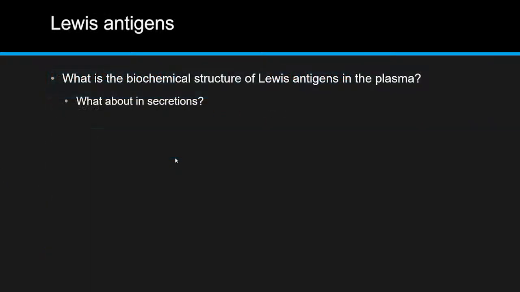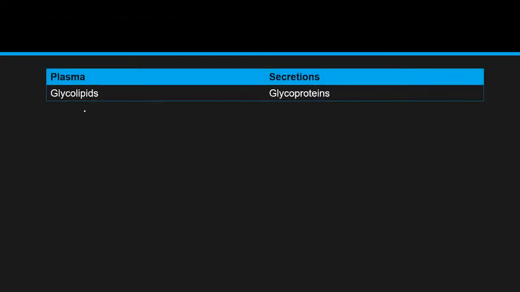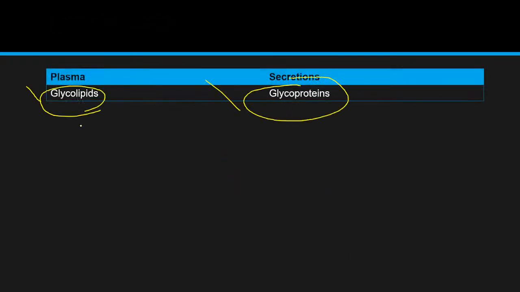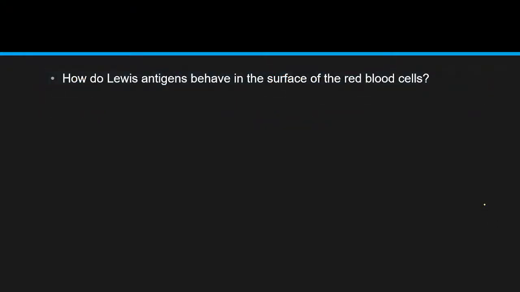Okay, so now let's move on to the Lewis antigen. What is the biochemical structure of Lewis antigens in the plasma? So in the plasma, the Lewis antigen is going to be found attached to glycolipids. In the secretions, it will be glycoproteins, attached to carrier proteins. This one will be in carrier lipids. Okay? So no need to elaborate on that one further. That's pretty straightforward. All you need to do is remember those things.